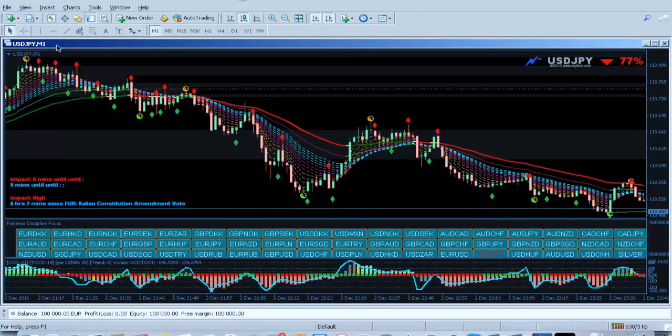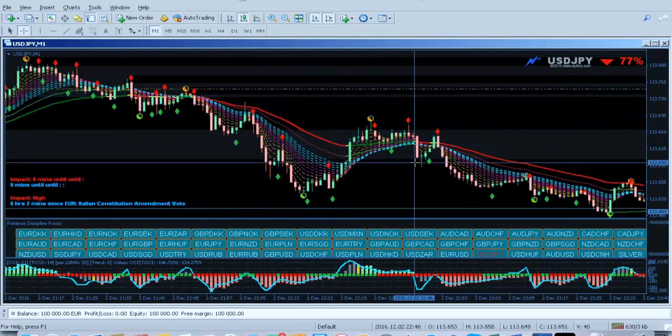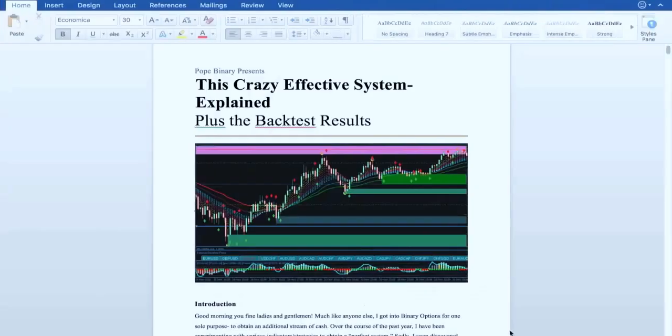This is what I would consider a strong bearish trend because there are a number of reasons why, and what I'm going to do is I'm actually going to pull up this report.